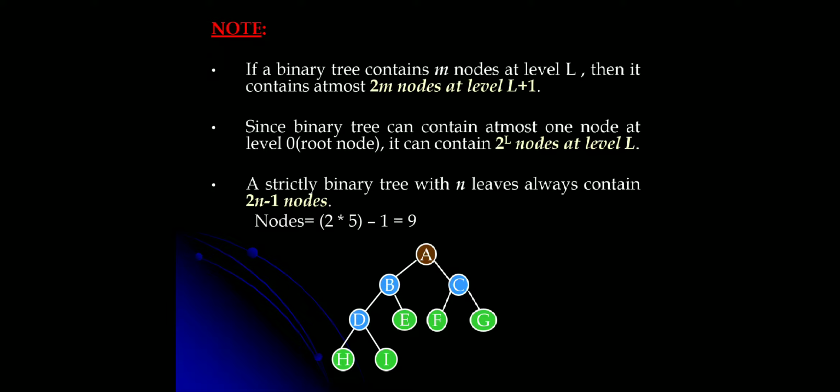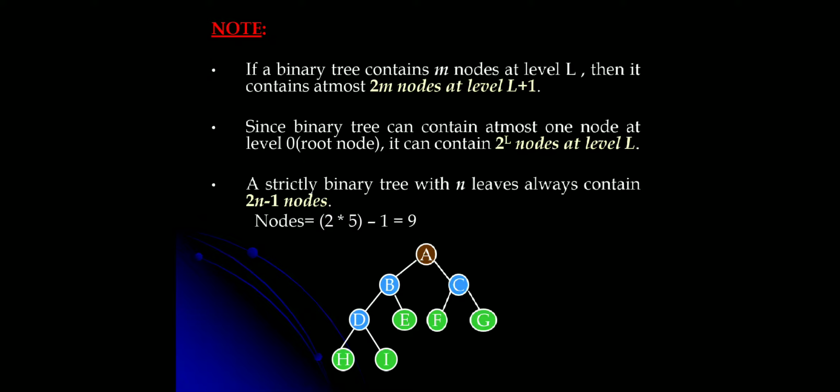Coming to the next point, since a binary tree can contain at most one node at level 0, it can contain 2 to the power of L nodes at level L. That means if you know the level number, you can find out the total number of nodes at that particular level. If level is given as 0, 2 to the power of 0 means 1 node at level 0, and if level is given as 3, at level 3 maximum how many nodes can you find? It is 2 to the power of 3, 8 nodes, etc.